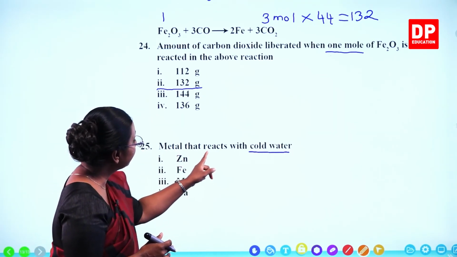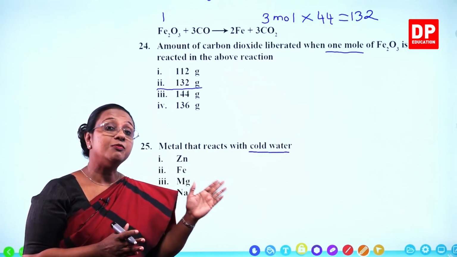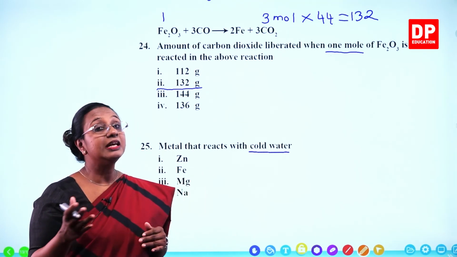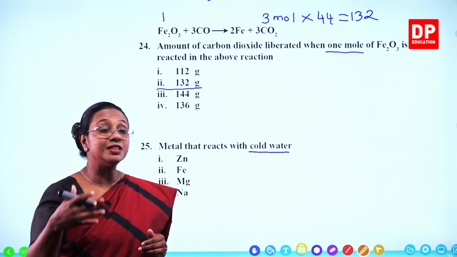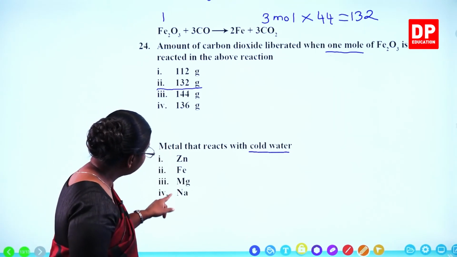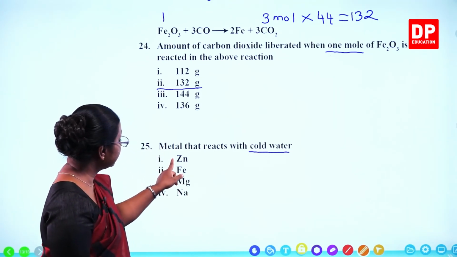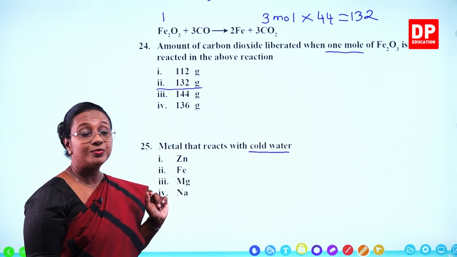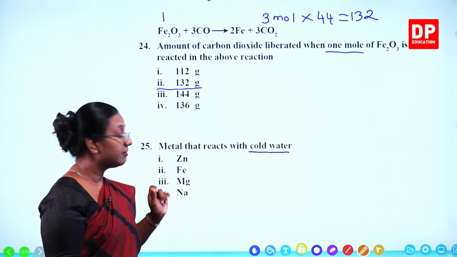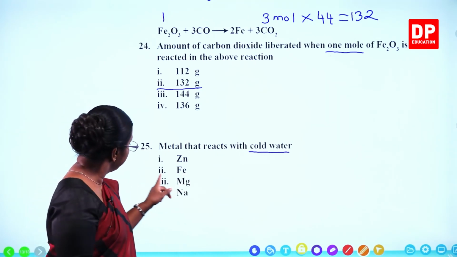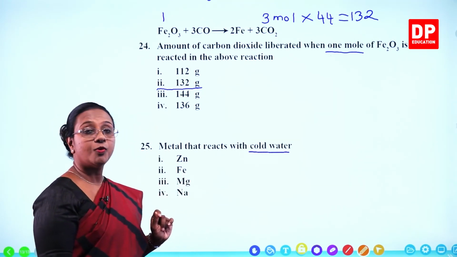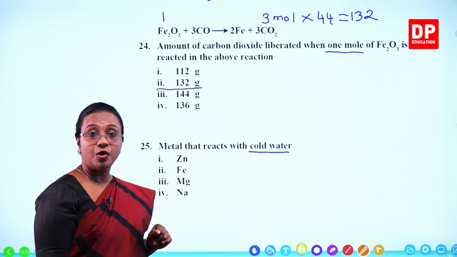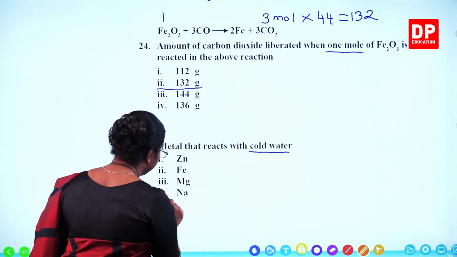So, you can remember the observations. So, metal that reacts with cold water. But when we try to react magnesium with water, cold water, it did not react. It reacts with hot water. So, look at the metals. Zinc reacts with steam. It reacts with steam. Iron reacts with steam. Magnesium reacts with hot water and steam. Only sodium reacts with cold water. So you should remember that, students.